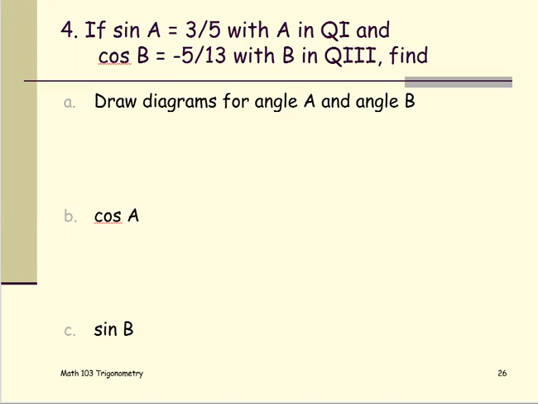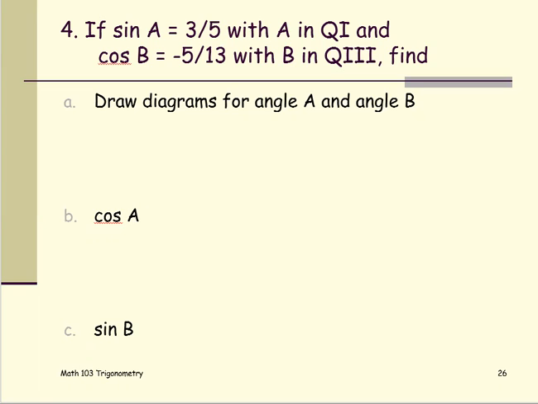Example 4. If sine A is 3 over 5 with A in the first quadrant and cosine B is negative 5 over 13 with B in the third quadrant, we're going to find the following parts of the problem. Part A, we're going to draw the diagrams for angle A and angle B.